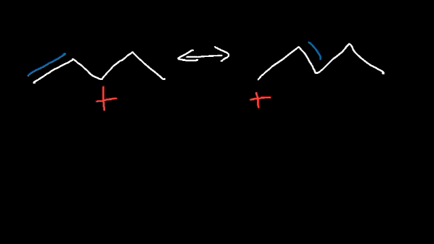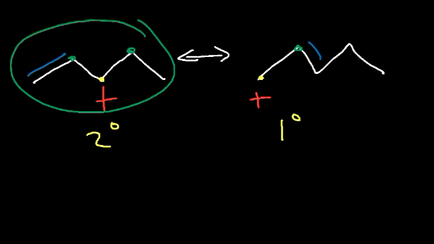But keep in mind that tertiary carbocations are more stable than secondary carbocations, and secondary carbocations are more stable than primary. This carbocation is secondary because the carbon is attached to two other carbon atoms. And on the right, we have a primary carbocation because the carbon with the plus charge is only attached to one other carbon atom. Since secondary carbocations are more stable than primary carbocations, the structure on the left is the major resonance contributor.